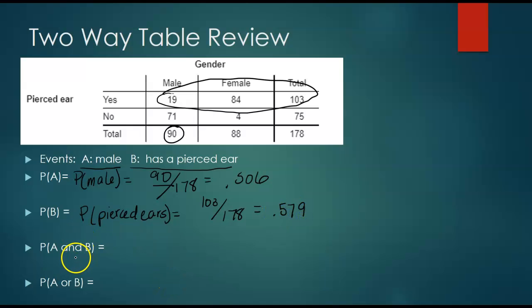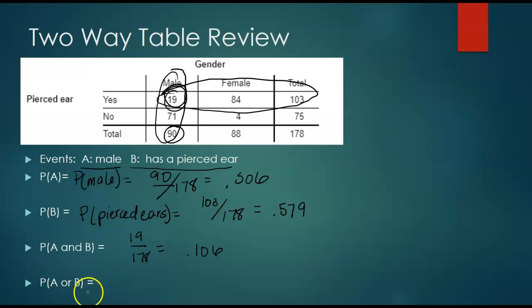Now, the probability of A and B, we're looking at the intersection here. The intersection of being male and having pierced ears is right here. The probability of A and B becomes 19 out of 178. So 19 out of 178 is 0.106.